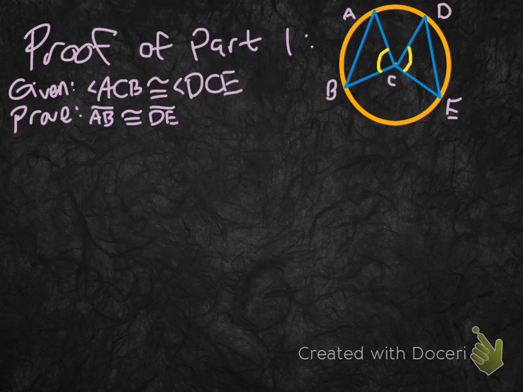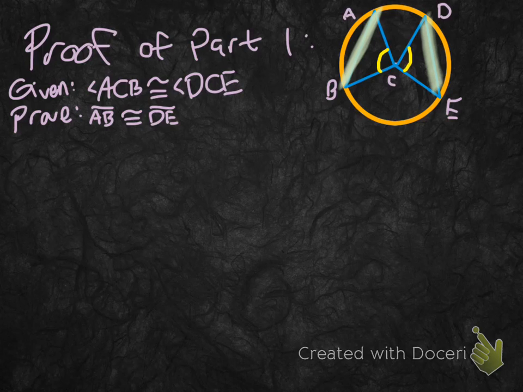Again, where C is the center. We want to prove now that AB is congruent to DE. We're trying to prove that the chords formed by those central angles are congruent. So the chords formed by them are congruent.